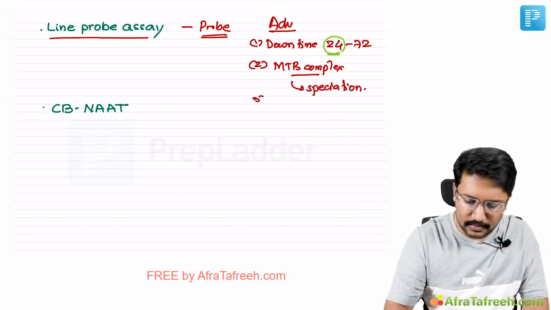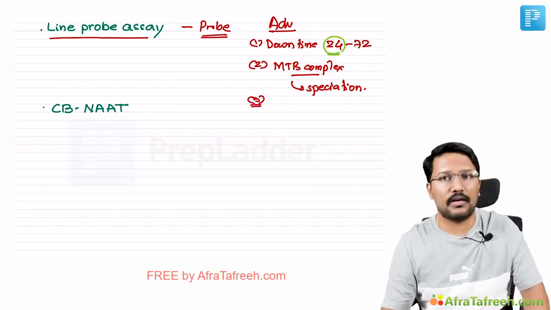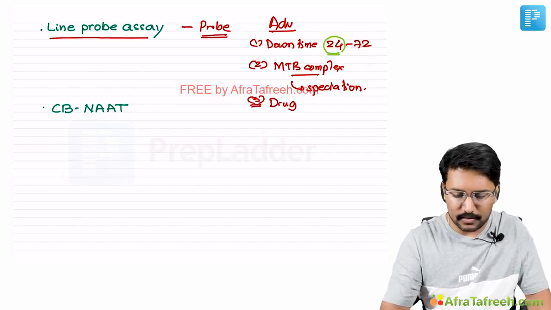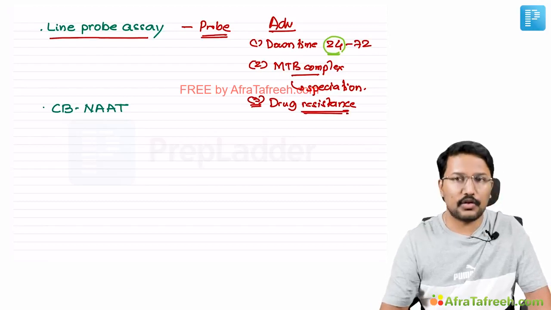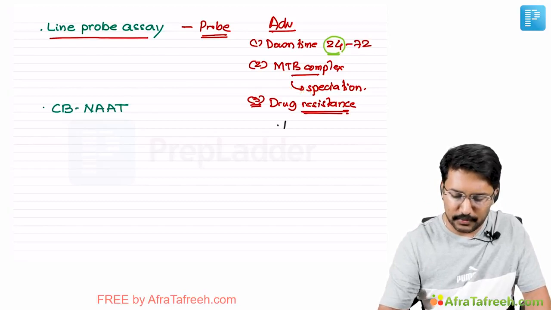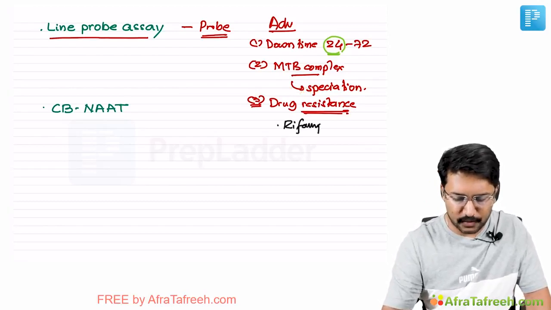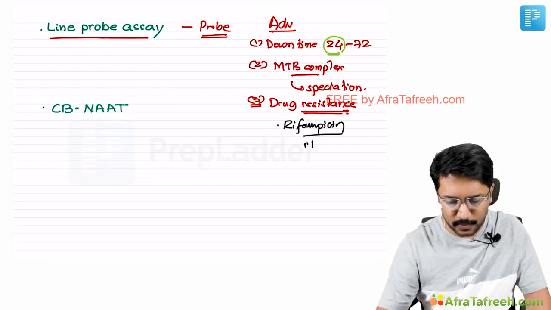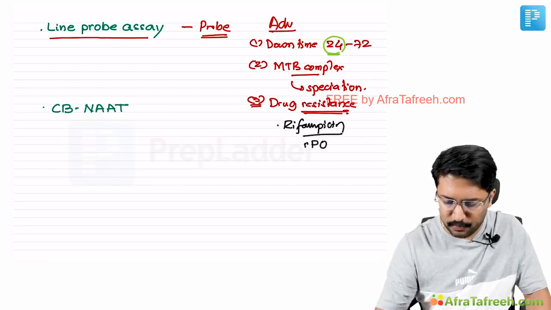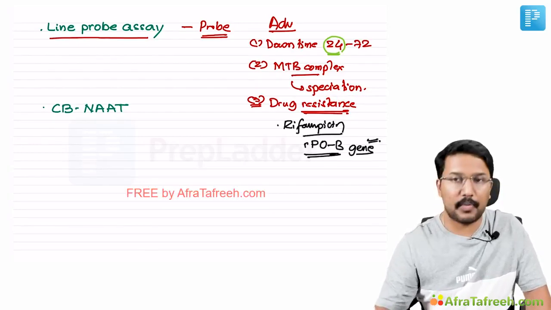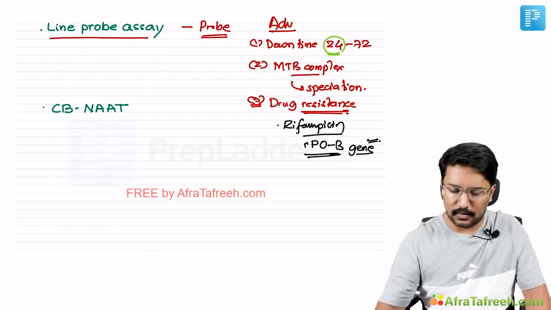Okay. Then the third and equally, or in fact more important, advantage is that apart from speciation, you will be able to identify drug resistance. This drug resistance is identified based on the presence of certain DNA mutations. So what are the DNA mutations? For example, if we talk about rifampicin, the gene responsible for rifampicin resistance is the rpoB gene. rpoB gene mutation confers rifampicin resistance, right? Now this is for rifampicin.